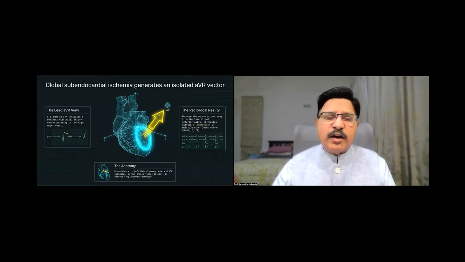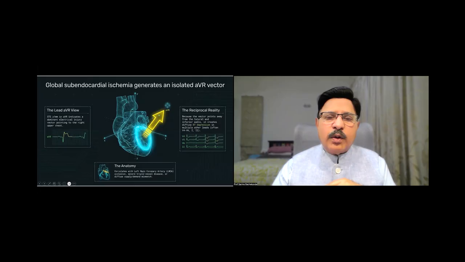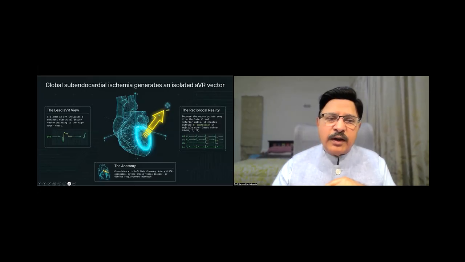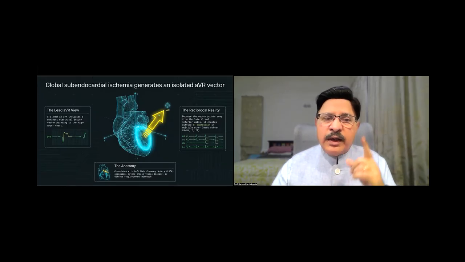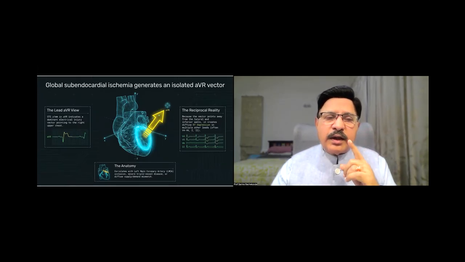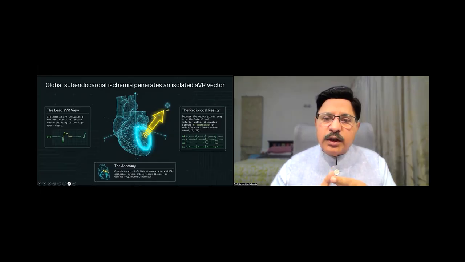Okay. Global subendocardial ischemia generates an isolated aVR vector. All the leads are normal. aVR is positive, showing no aVR vector. This is global subendocardial ischemia. Global means the entire left ventricle is affected. ST segment elevation of more than 1 millimeter in aVR alone indicates a dominant electrical injury vector pointing towards the right upper chest lead. Never ignore the aVR.